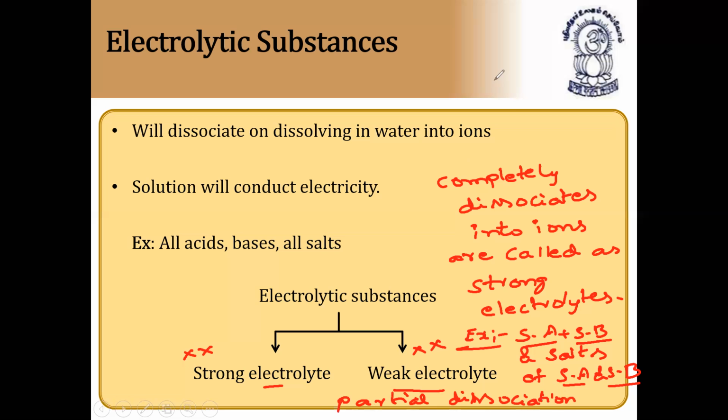So let us see now examples: weak acids, weak bases, and salts obtained by means of weak acid and weak base, or strong acid and weak base, etc. All these are called weak electrolytes. So what are weak electrolytes? The electrolytes which, when dissolved in water, partially dissociate into ions are called weak electrolytes.